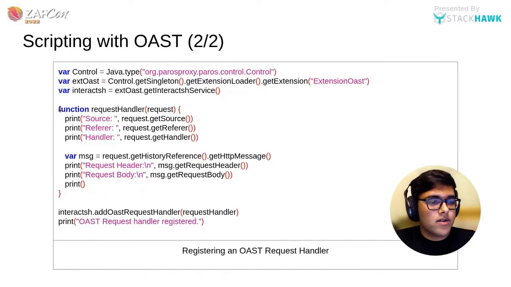Here's a JavaScript script in ZAP, and in that we have a function called request handler, which is just printing the source, referrer, handler, the request header and body, all that information that's available in the GUI. This is the important line here, which is the add OAST request handler method, which takes the function as a parameter, and this will be called whenever an out-of-band request is received.